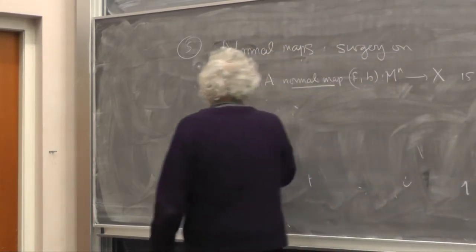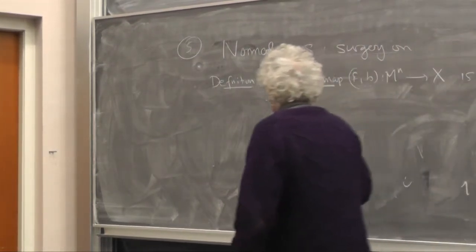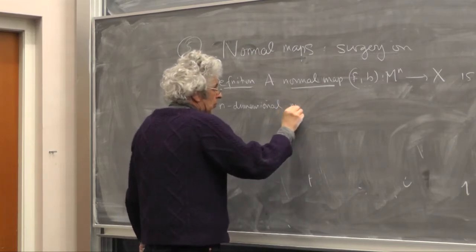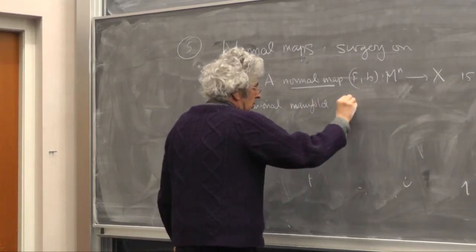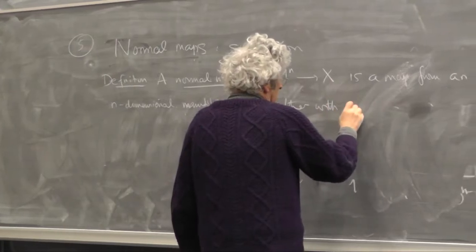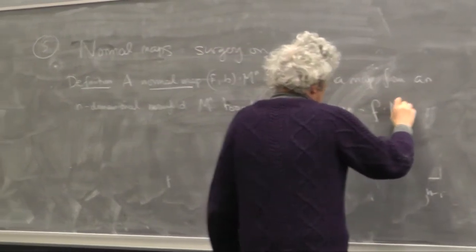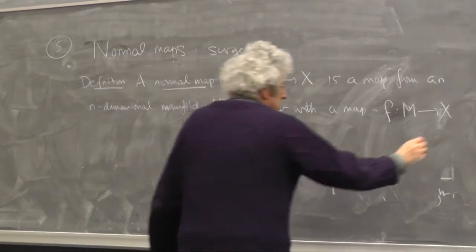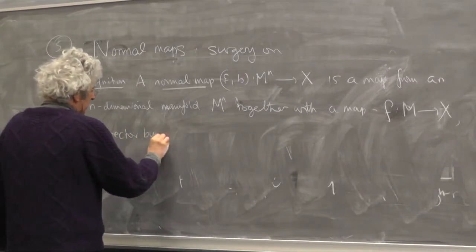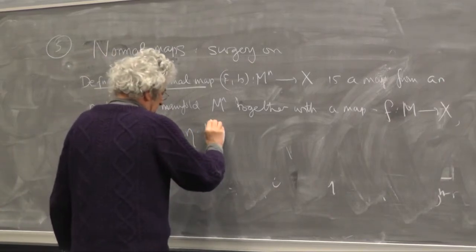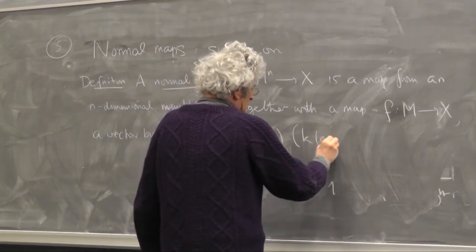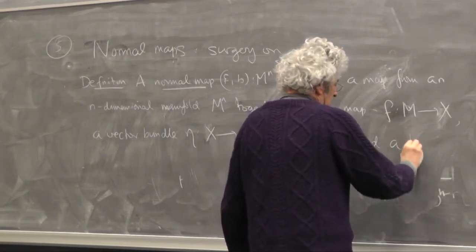From an n-dimensional manifold M, together with the actual map, a vector bundle. This is all. Let's all work in a smooth category. A vector bundle, a stable vector bundle, K is large, and the bundle map.